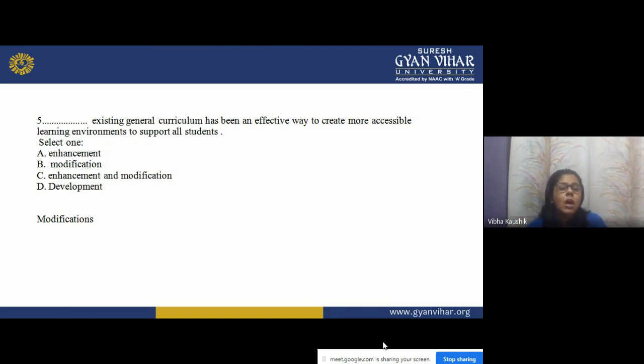Now, the options are: A, enhancement; B, modification; C, enhancement and modification both; or D, the development. So the correct answer is option B, that is modification, means modifying the existing general curriculum. It's an effective way to create a more accessible learning environment so that all students can easily learn, and it will work as a support to all students.